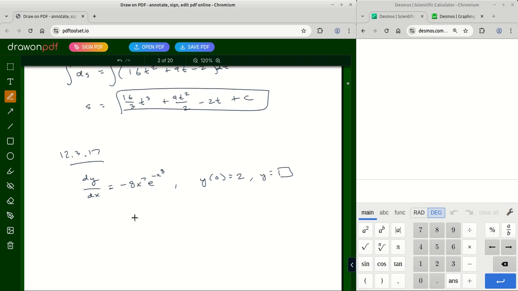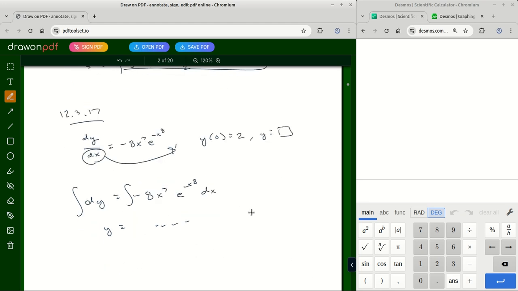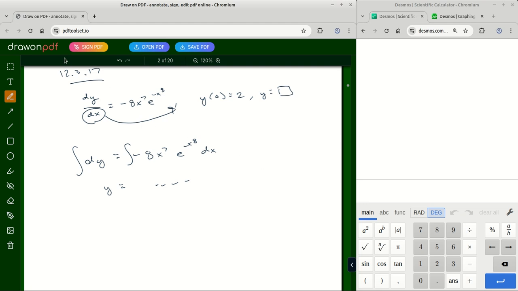Okay. So this is really no different than any of the other problems. I think they're just wanting us to practice a lot, and that's fine. So I'm going to move it to the other side, just like every other time I've done it. And then I'm going to integrate both sides. And so I get y equals, and then boom. All right, so this one's a big one. This is a big doozy. We've got to figure out what to do here.